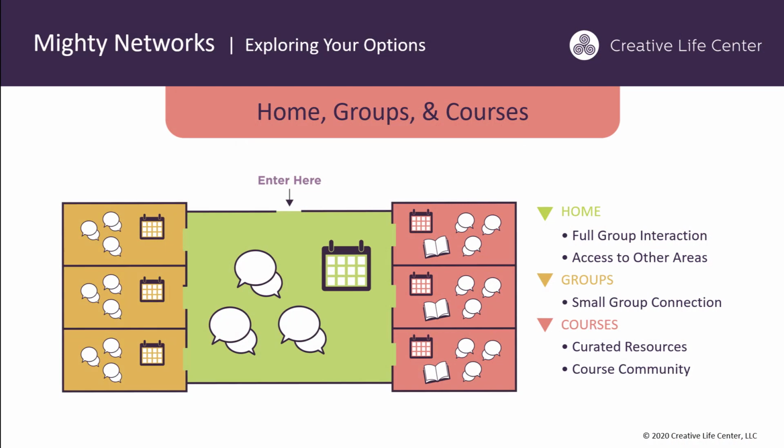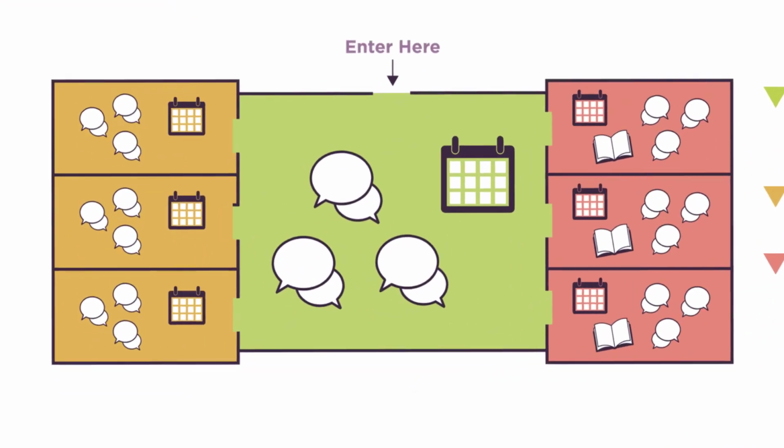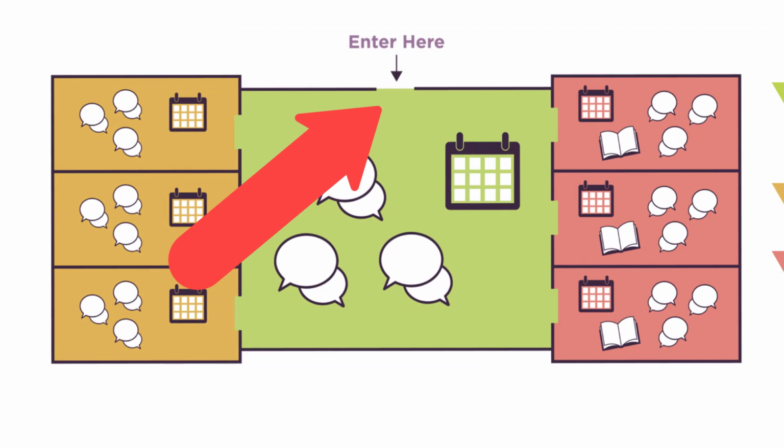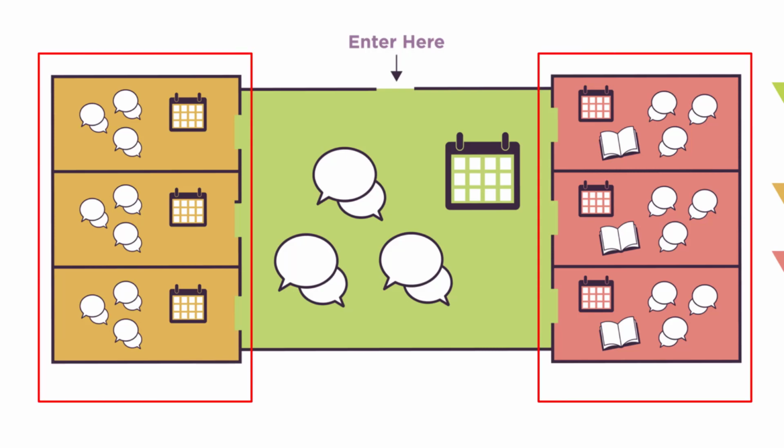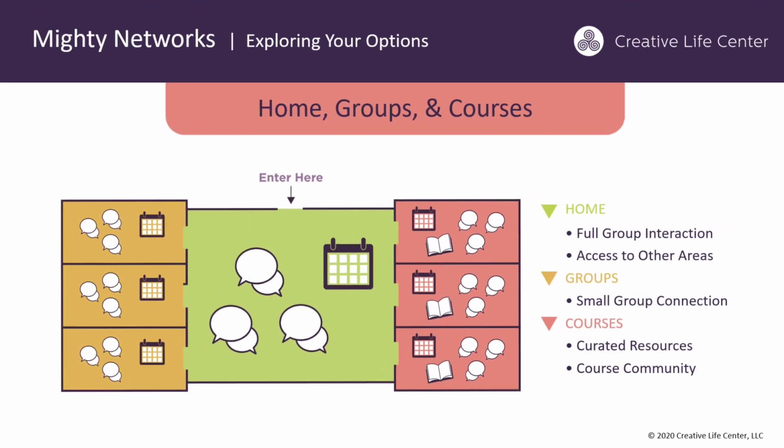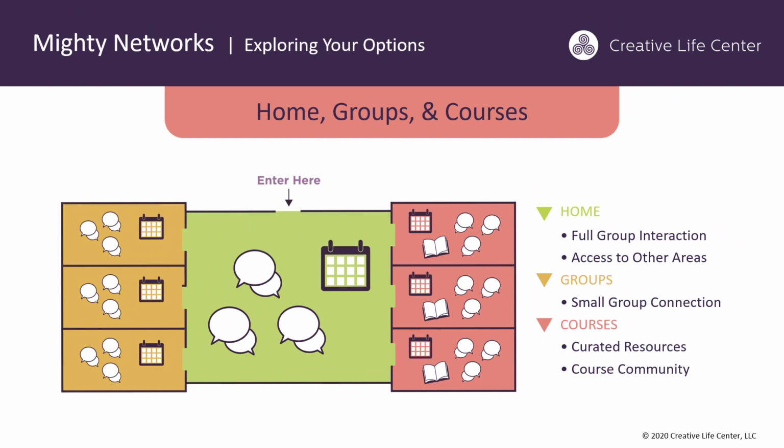You can think of a Mighty Network as a building. It has a front door. You can see that, the enter here into this green room. That's the main area of the network that everybody can get into. Once you're inside the network, once you're a member of the network, you also have access to side rooms. Those side rooms are optional and you can have any number of them. Those are the groups and courses in a Mighty Network. The host of a Mighty Network can choose to charge or not for admission into any of these doors, the front doors or the inner doors into the groups and courses.